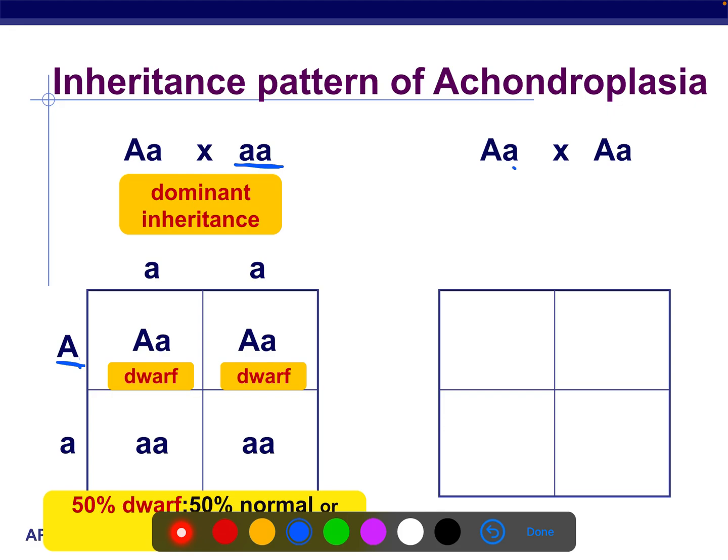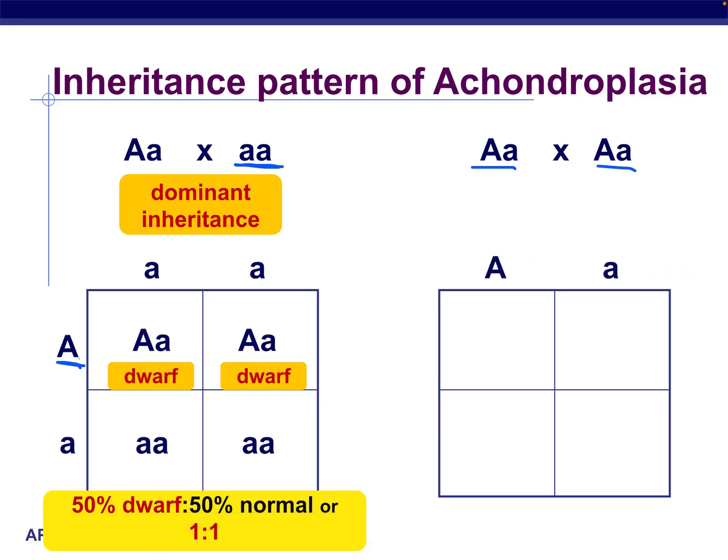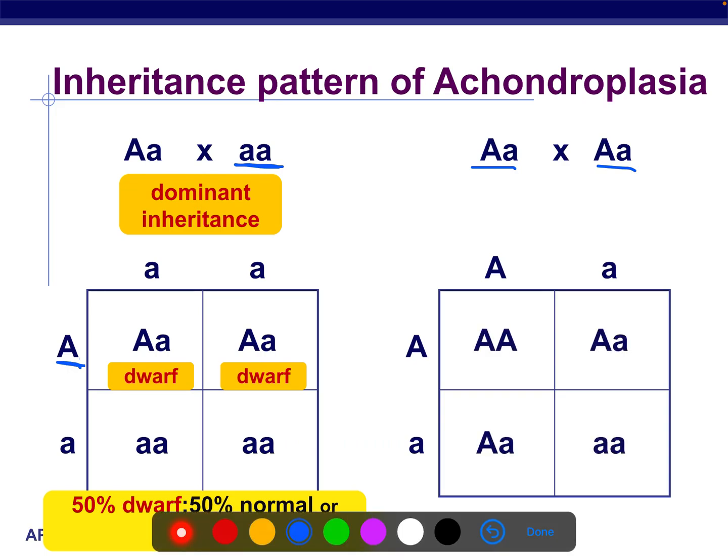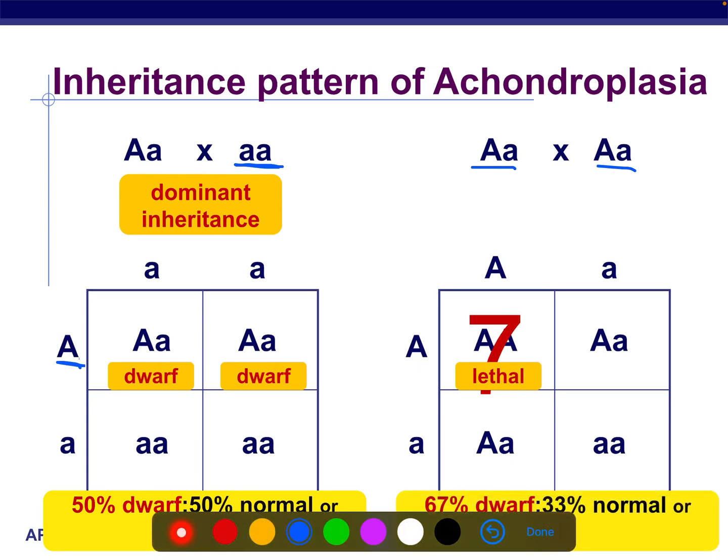Now, if you have two dwarf parents that are crossed and we do the same thing, we get the same 1 to 2 to 1 ratio of genotype. However, that is a lethal combination. So anytime there are two dominant alleles present, that would be a fetus that would not develop. And so instead of having that 1 to 2 to 1 ratio or that 3 to 1 phenotypic ratio, we end up with 67% dwarf and 33% normal out of that cross.